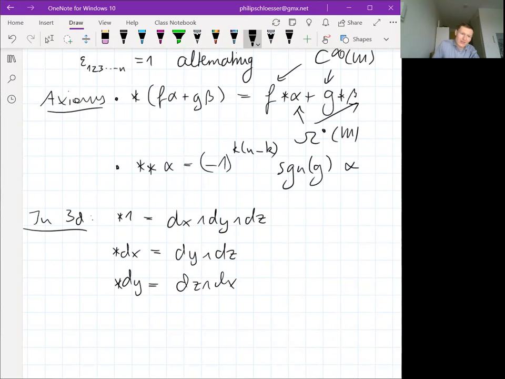dz is mapped to dx wedge dy, and dy to dz wedge dx. And you can see that this is sort of the notion that I used earlier when I meant that these forms are perpendicular to dx, meaning that they are just mapped to that thing under the Hodge star. And star after star is just 1 in this case. So the star of dx dy dz is 1, the star of dy dz is dx, and so on.